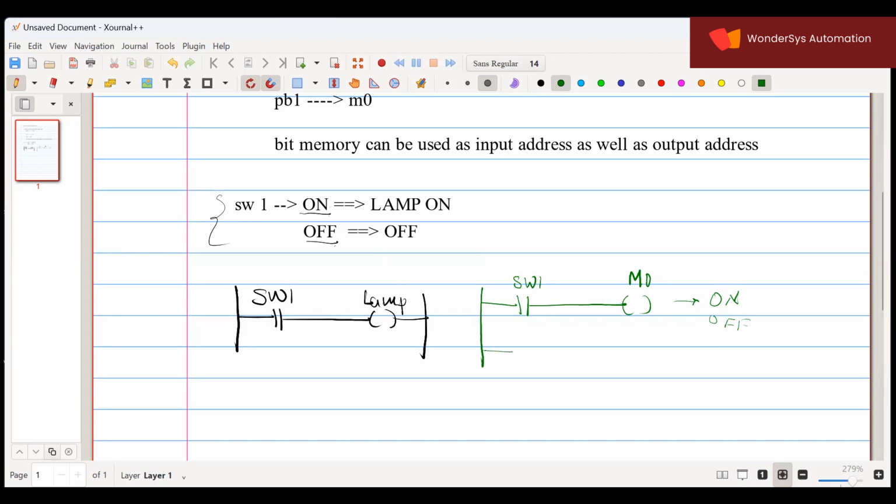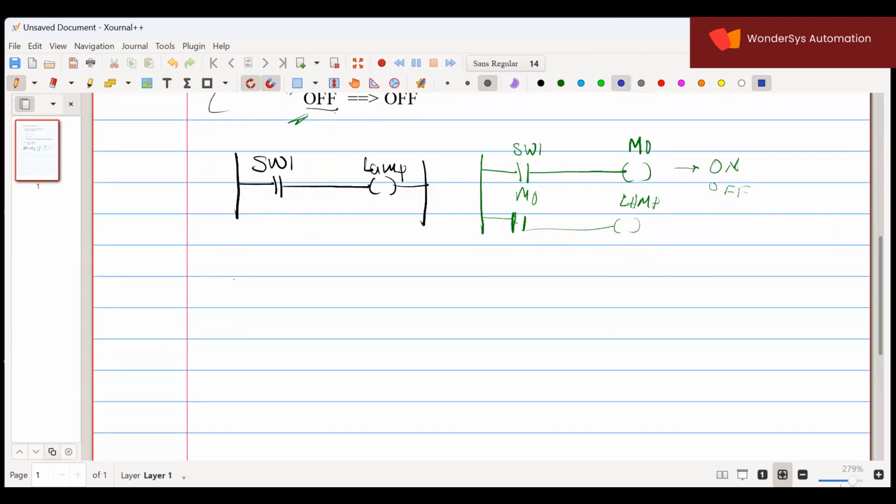Now, if I use this memory directly here, and this is my lamp, is there any difference between this program and this program? No, right? And the memory will be flickering between on and off state, okay? So I need to store the on state continuously and the off state continuously. Therefore, I need to use 2 memories.